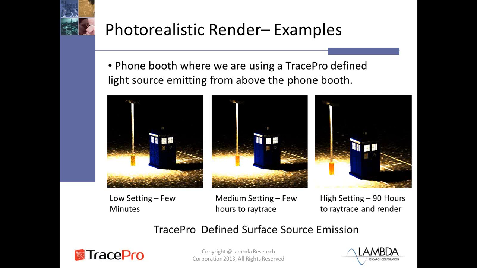On the left-hand side, we see what it looks like for a low setting. This takes a few minutes. On the medium setting, we see that this takes a few hours, and it's very difficult to differentiate between the low and medium setting. Sometimes it really does help to start with the low setting and then progress to the higher setting. On the right-hand side, we can see a high setting ray trace, which took 90 hours. So this is the first 3 settings that we could possibly use.